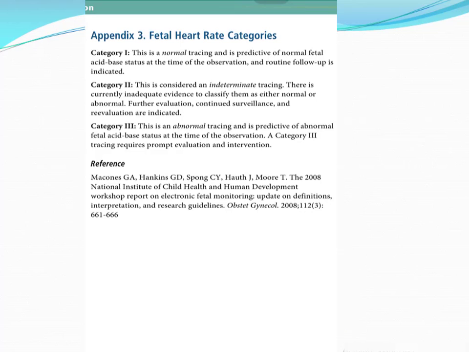And this is the fetal heart rate categorization. Category 1, it is normal. Category 2 is indeterminate tracing, that's between normal and abnormal. And then category 3, this is abnormal tracing, and is predictive of abnormal fetal acid-base status at the time of observation. And the category 3 tracing requires prompt evaluation and intervention.